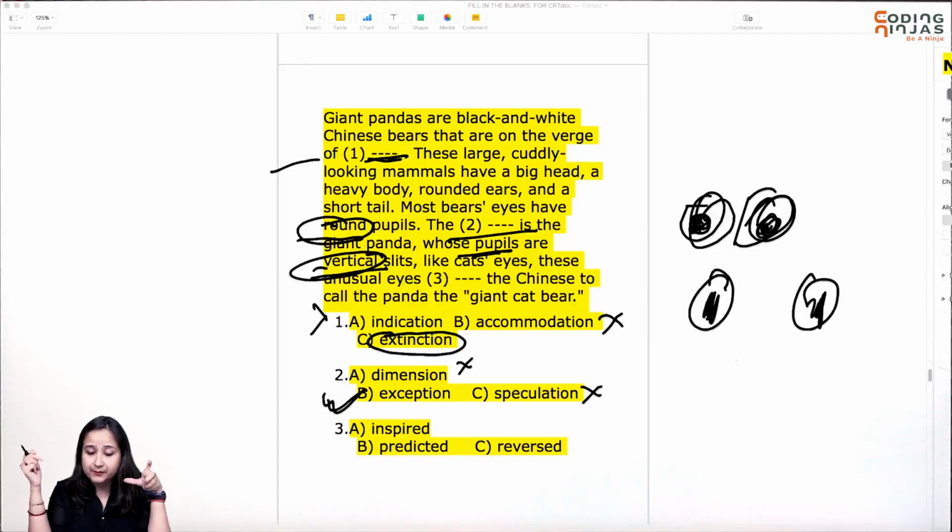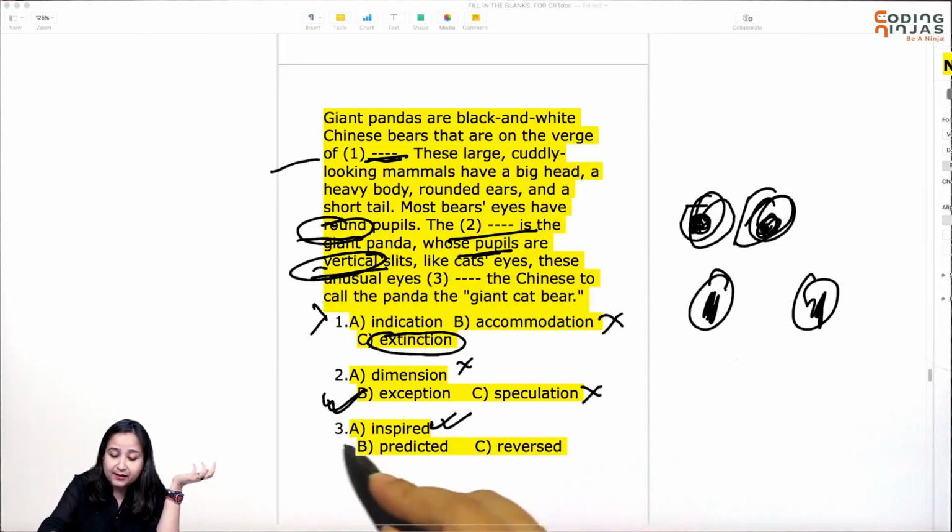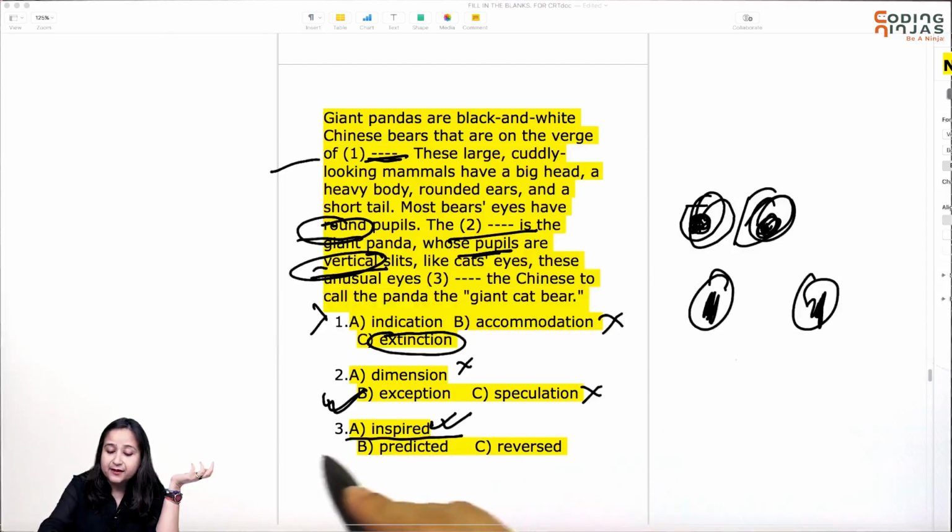And they have these cat-like eyes. These unusual eyes led the Chinese to call the panda the cat bear, the giant cat bear. So panda is also called the giant cat bear in Chinese. Why? Because the eyes are like a cat's eyes. So it inspired the Chinese to call them the cat bears, right?